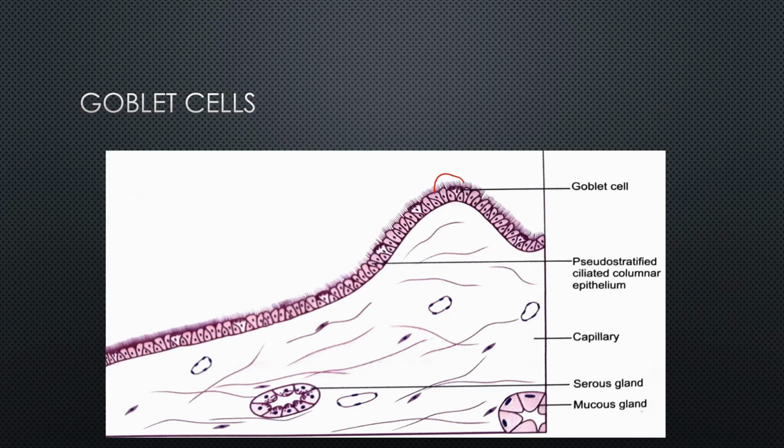These are the goblet cells. See how they look like a wine glass in appearance, in the pseudostratified columnar epithelium, which is ciliated. Here are the capillaries, the serous gland, and the mucous gland. And here is the lamina propria.